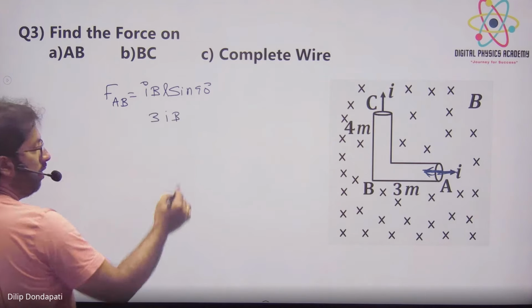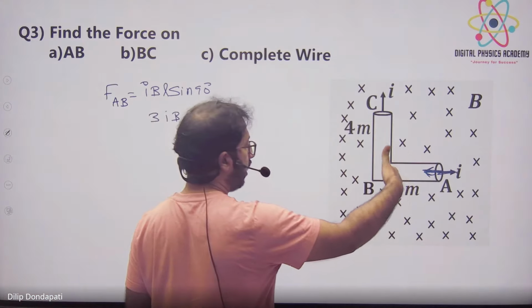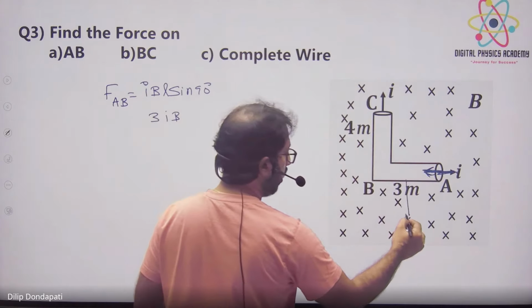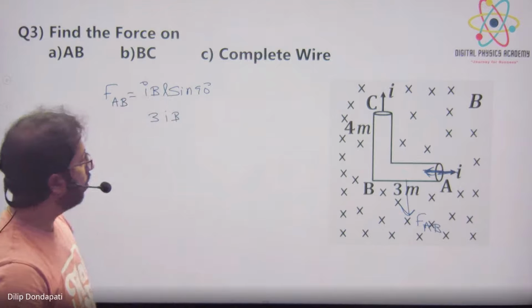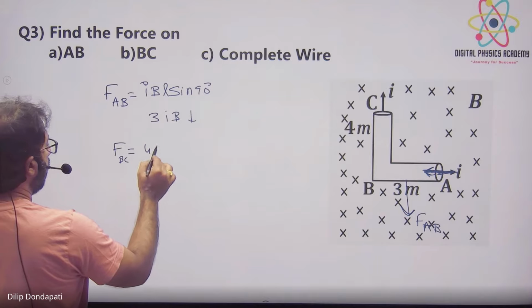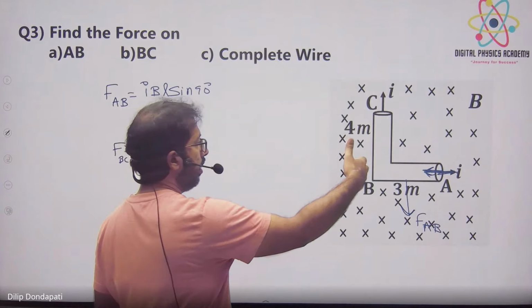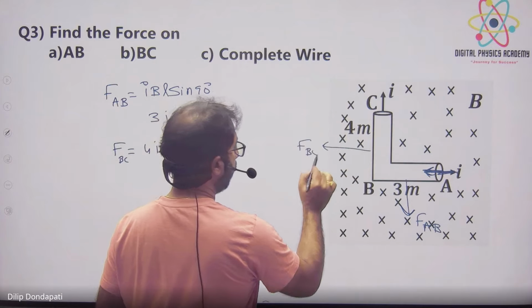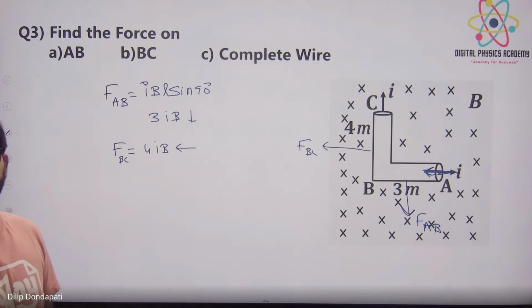And see the direction. Which direction? The magnetic field is inward, length is to the right side, current is like this, and force is downwards. So it is F1 or FAB. Similarly, find BC: 4 IB. Direction? Magnetic field inward, the current is going upwards and the force is to the left. That is the force on BC.